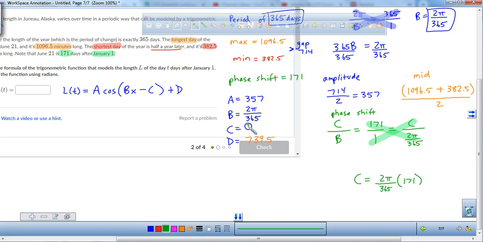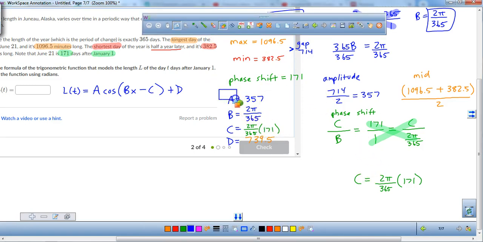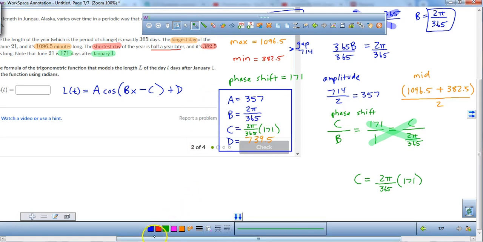All right, so I want you to see something that the B value and the C value have in common. They have 2 pi over 365, except we have a 171. So right now, this is the most important part of this whole video: once you have all of this information, how can you take it and put it into the final answer? So watch how I do it and see if this makes sense to you. Hopefully it does.